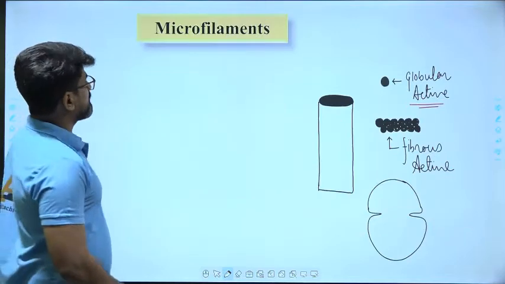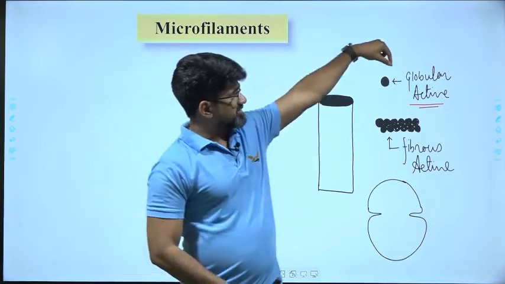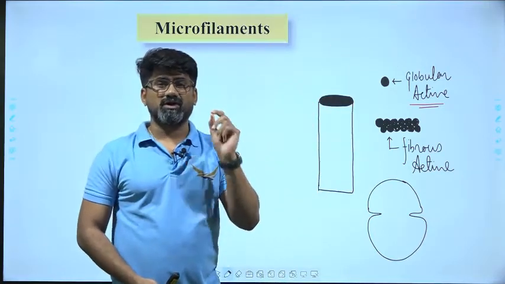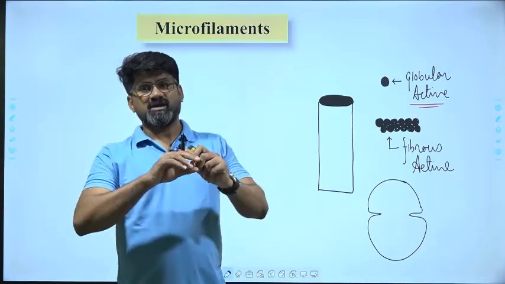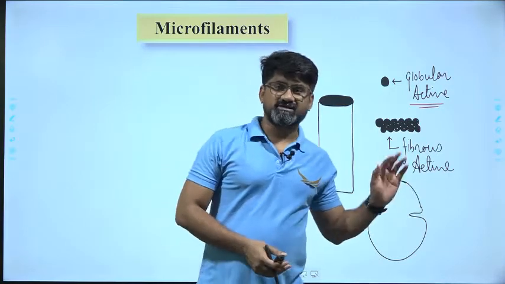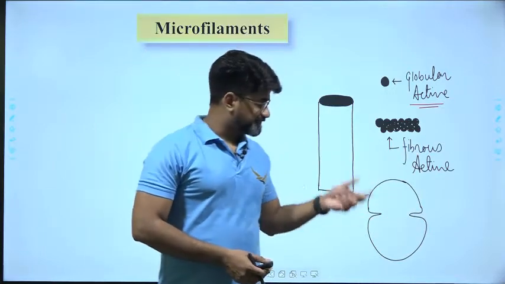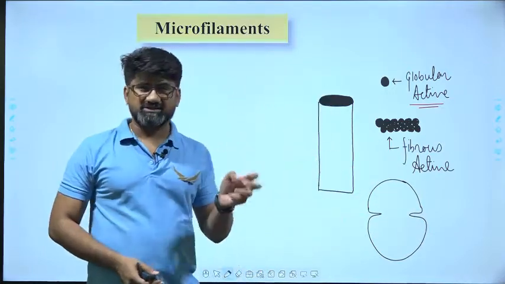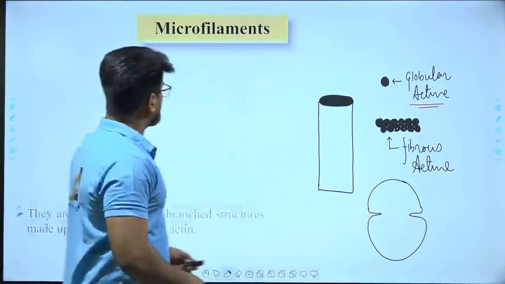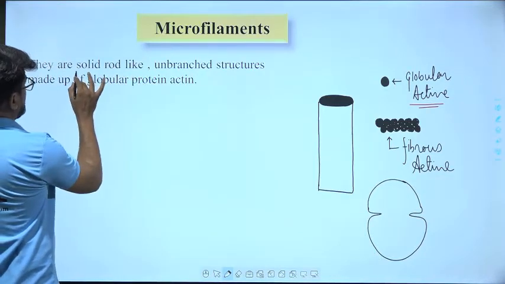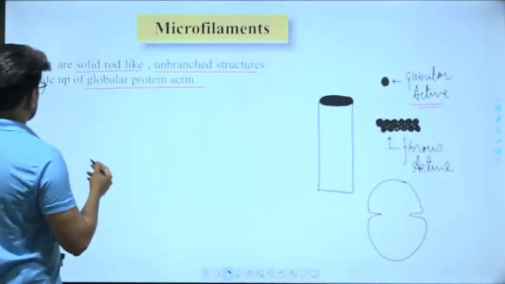The next part is microfilament. Microfilament is a solid structure and it is formed by many small globular protein actin. This globular protein undergoes a process of polymerization and forms a fiber-like structure which is known as fibrous actin, that we will discuss in the chapter of locomotion and movement because it is found in the muscle cell. Basically it forms a solid rod-like structure, that means here there is no lumen in it, right? Okay, so microfilament is a solid rod-like unbranched structure, made up of globular protein actin, right?